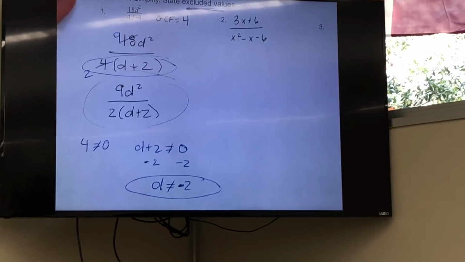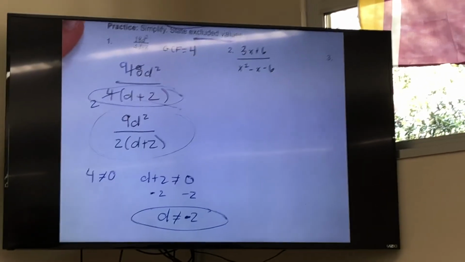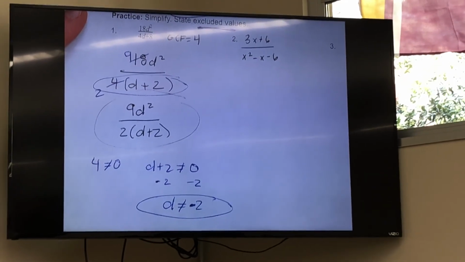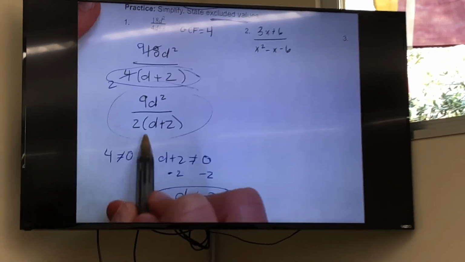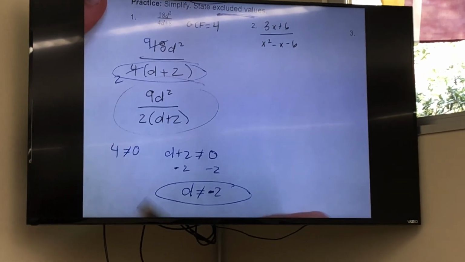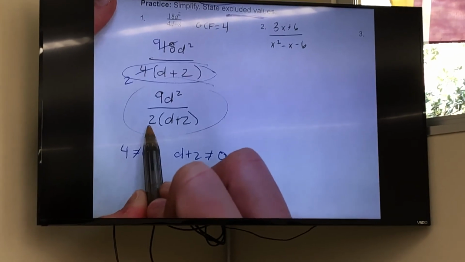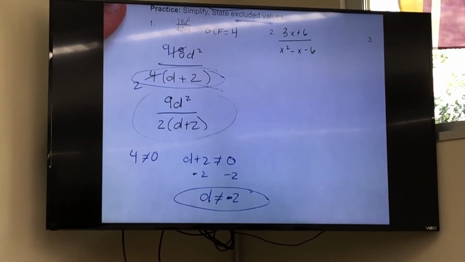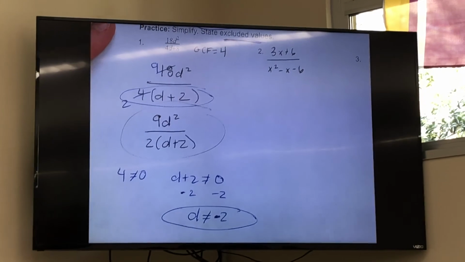Hey, Miss May, I have a quick question. On the last example, that 2, parenthesis, D plus 2, do I have to redistribute that back for my final answer? No, you can leave it in or you could distribute. Both answers would be correct there. Okay, thank you. All right, moving on.